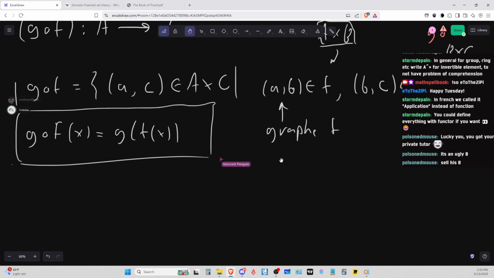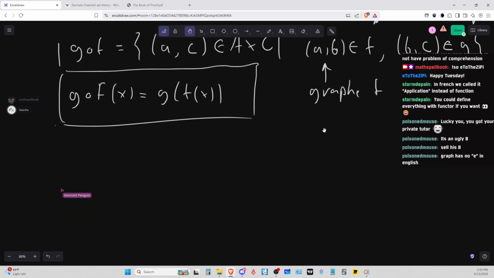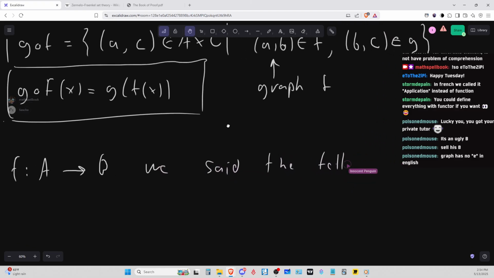Okay, and for this week's assignment, I have to introduce two notions. Pretty much half the assignment for this week will be to play around with those concepts and prove stuff with them. So if we have a function from A to B, we say the following.